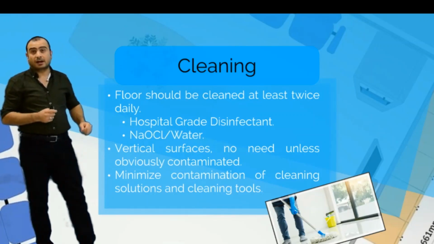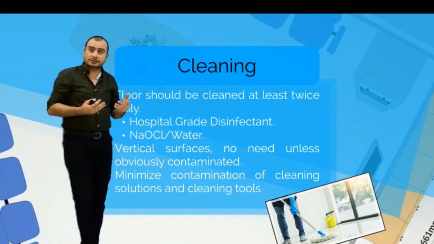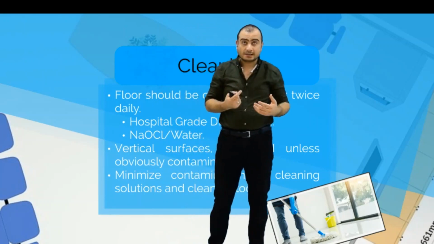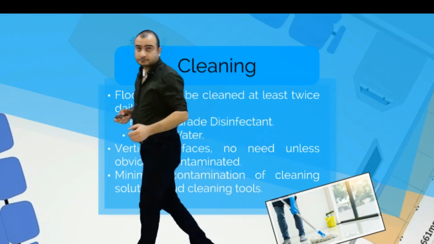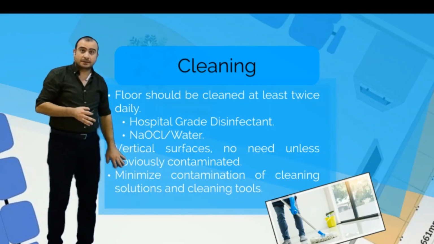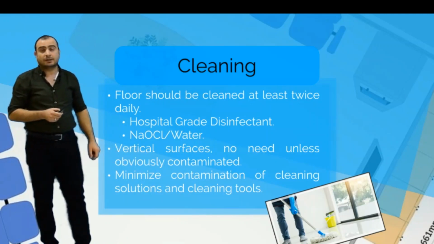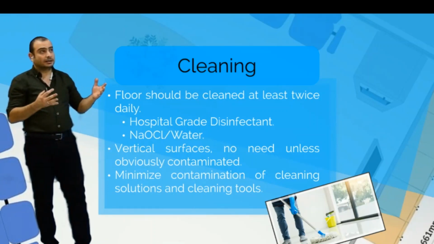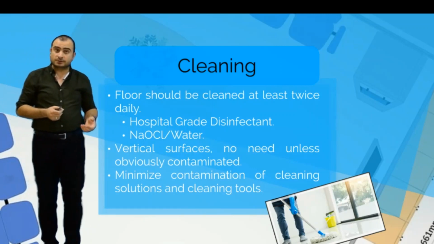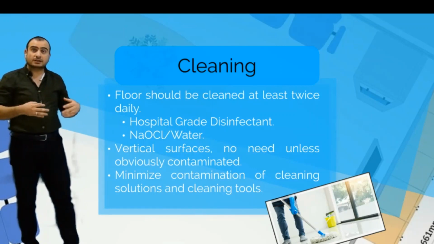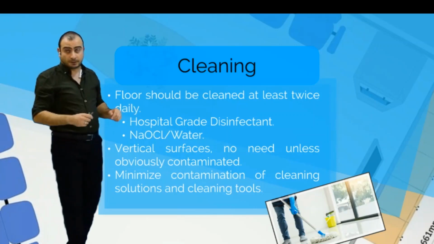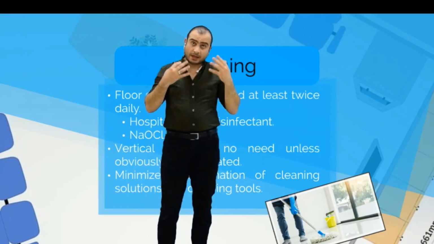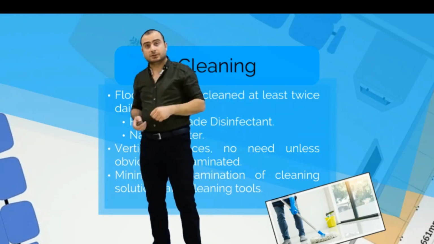Vertical surfaces, on the other hand, like walls or curtains, don't need to be decontaminated this often unless they are obviously contaminated. We need to minimize the contamination of the cleaning solution and the cleaning tools. For example, if we have disposable cloths, they should be used, or if we are using a reusable cloth for the disinfection purpose, it should be cleaned and disinfected and then left to dry before being reused.